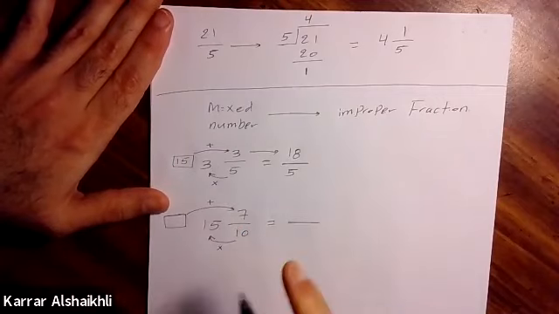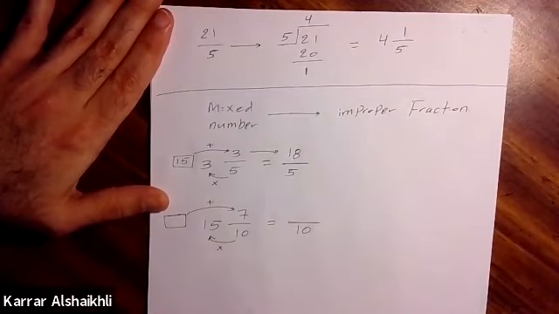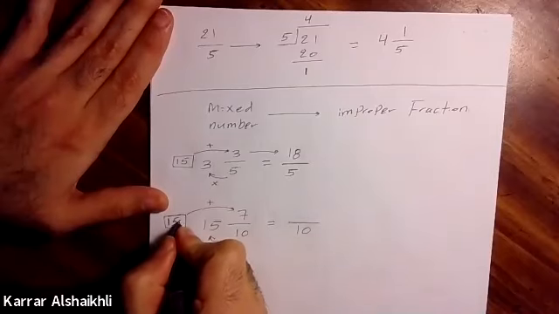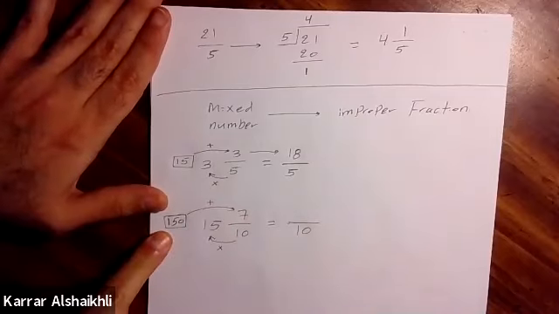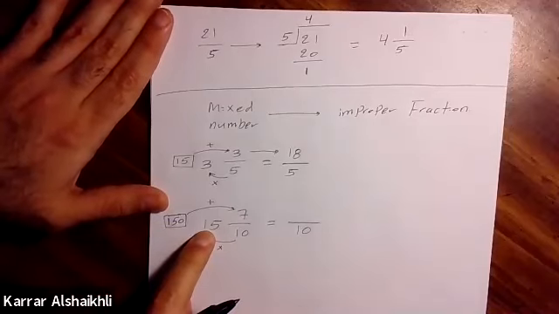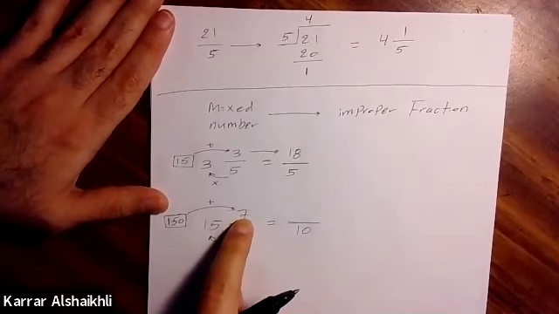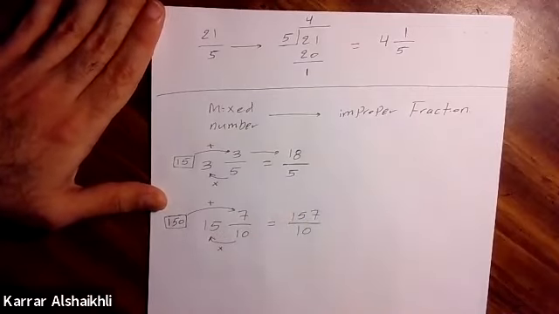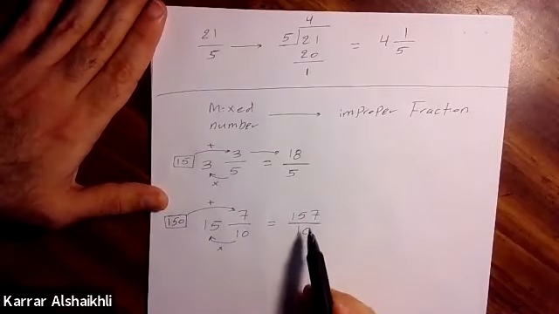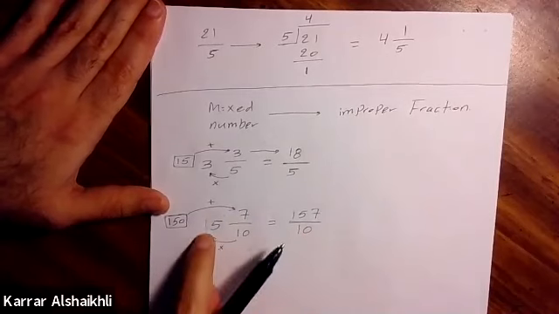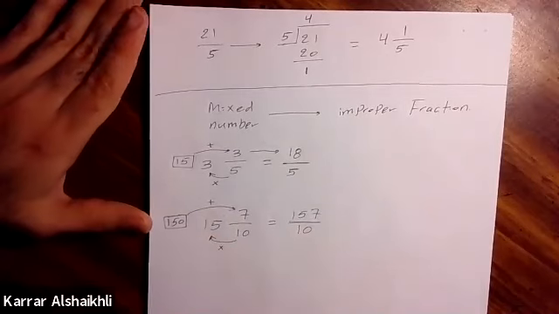You see, the divisor is going to be exactly the same. 10 times 15 is going to be 150. I'm going to write down 150 here. You don't have to write down the 150 here, but 10 times 15, 150, plus 7 is going to be 157. That's it. So 157 over 10. This is the improper fraction. This is the mixed number. Also, we're going to use this one.